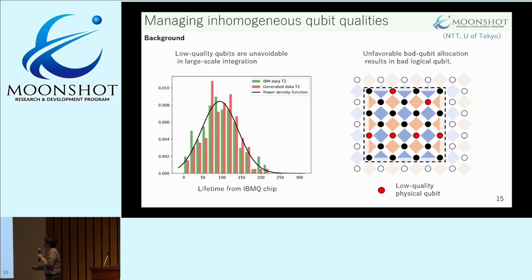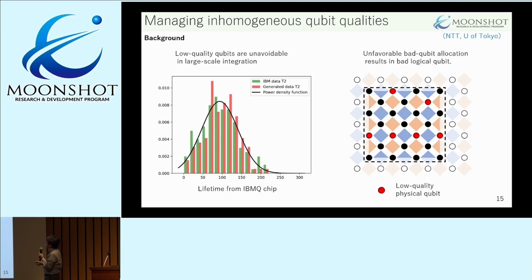Okay, so next I would like to introduce a couple of results that are obtained in close relation to this cross-layer model. And the first one is a kind of cross-layer attempt to solve an issue. The issue in this case is inhomogeneity of the superconducting qubits.